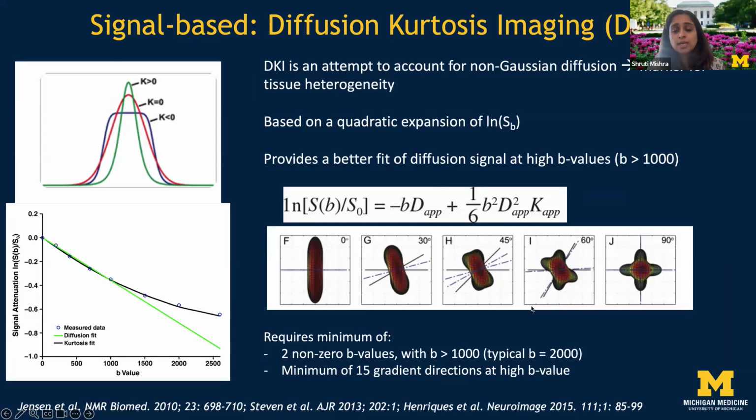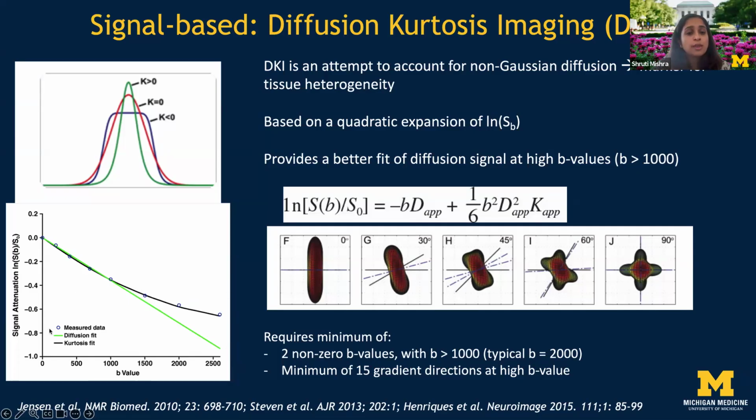Diffusion kurtosis is an attempt to account for non-Gaussian diffusion and has been postulated to be a measure of tissue heterogeneity. So in other words, I think I showed you the beginning part of this curve where, if you were to model the log of your diffusion signal as a function of your b-value, you can see that a linear fit is pretty good up to about a b-value of 1000. But as you get to higher levels of b-values, which again, remember, reflects our degree of diffusion weighting, we know that at high b-values, this starts to deviate from that linear fit.